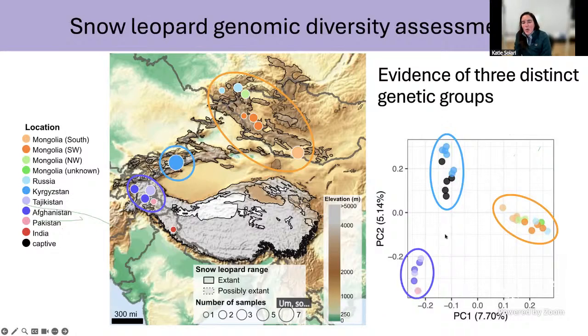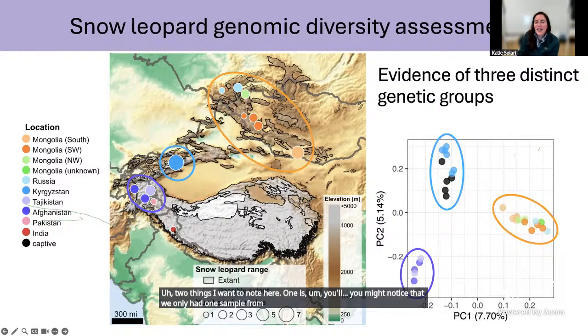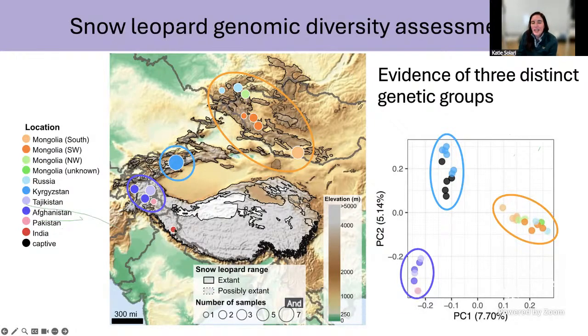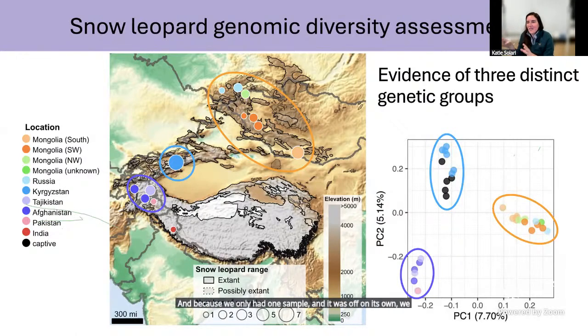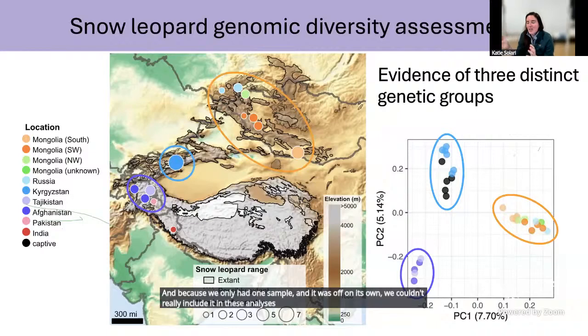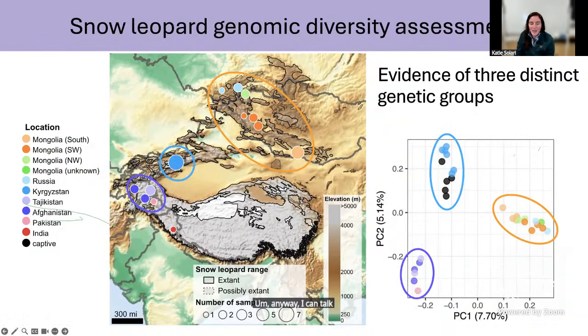So 2 things I want to note here. One is you might notice that we only had 1 sample from India, and this sample was quite genetically distinct. Because we only had 1 sample and it was off on its own, we couldn't really include it in these analyses, because we couldn't say whether it was actually genetically distinct or it was just something random about the sample. So anyway, I can talk more about that after, but that's why that isn't included.